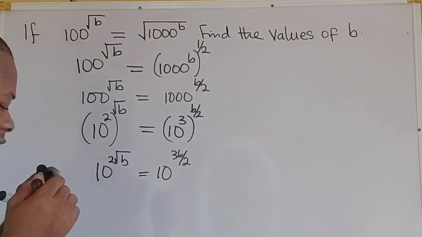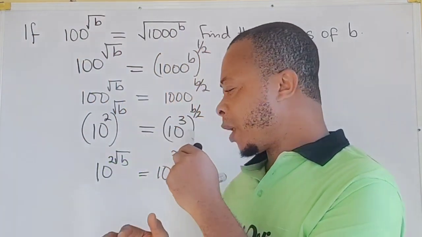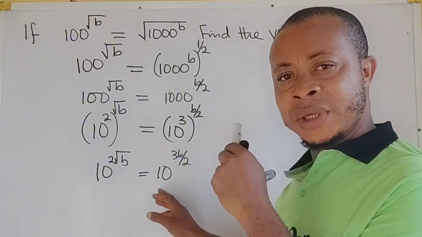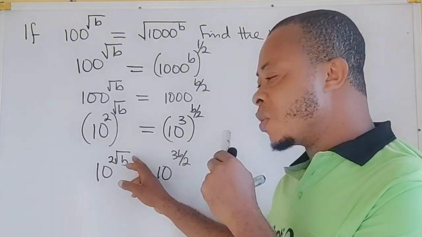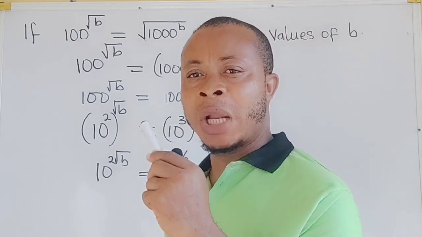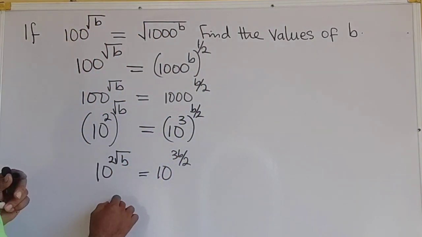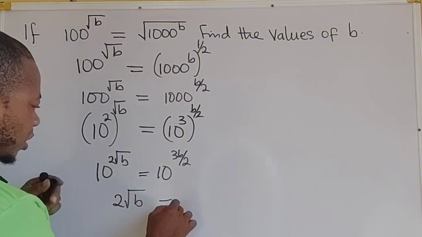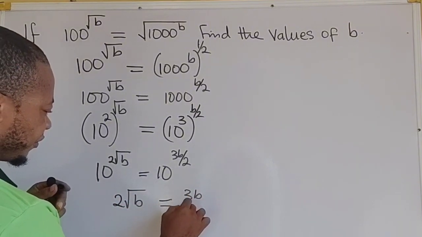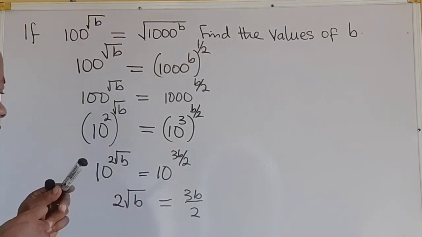Now according to the law of exponential equations, whenever we have the same base on both sides, we can equate the powers. Now let us equate the powers. Equating the powers, we have 2 root b equals 3b divided by 2. So this is what we have at this point.